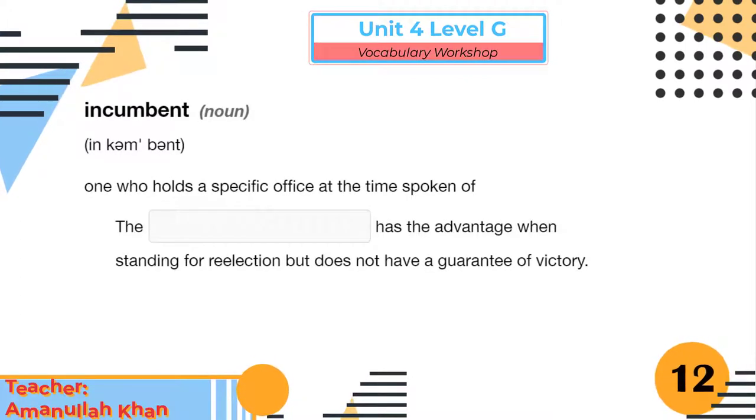Incumbent. Incumbent is a noun, meaning one who holds a specific office at the time spoken of. Here are a few ways in which incumbent can be used. The incumbent's unsuccessful time in office diminished his chance for re-election. The incumbent utilized social networking media to bolster his new re-election campaign. Now you say incumbent. Try the word again.